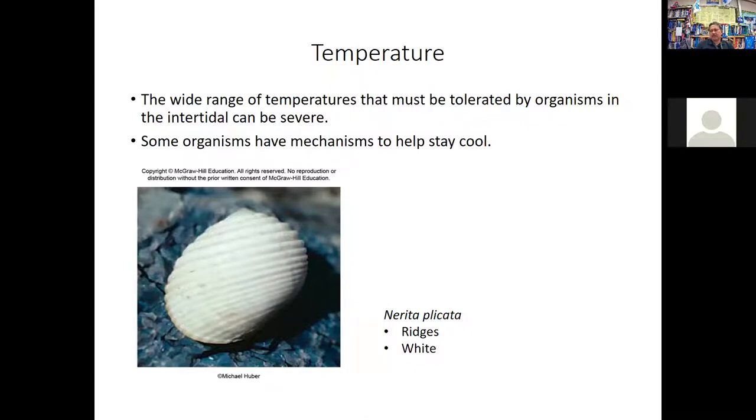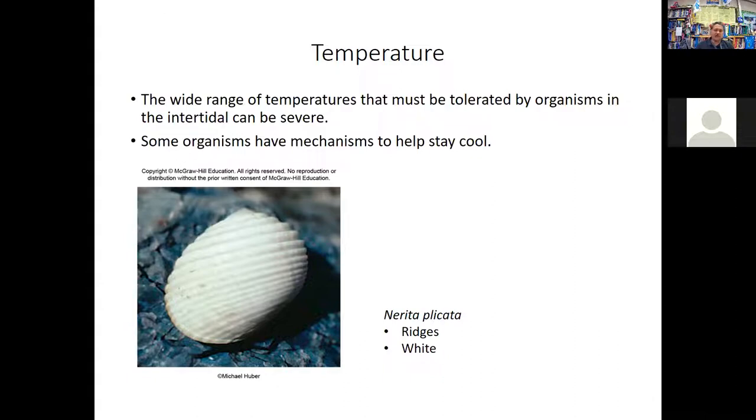Temperature is also a problem in the intertidal zone. We have a wide range of temperatures that must be tolerated by organisms in the intertidal. This can be wide ranging. Imagine a very hot day. The ocean temperatures might be in the 50s, really lucky, might be lower than that. And on a hot day, the external, ambient atmospheric temperature might be 90, maybe even 100, depends where you are.